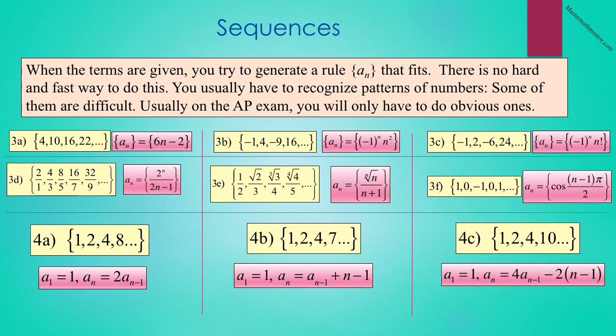The first term obviously is 1. The second term will be 4 times 1 minus 2 times 1, which is 2. The third term will be 4 times 2 minus 2 times 2, which is 4. And the fourth term will be 4 times 4 minus 2 times 3, which is 10. When you see the formula, it's obvious that it works, but determining the formula is not simple.